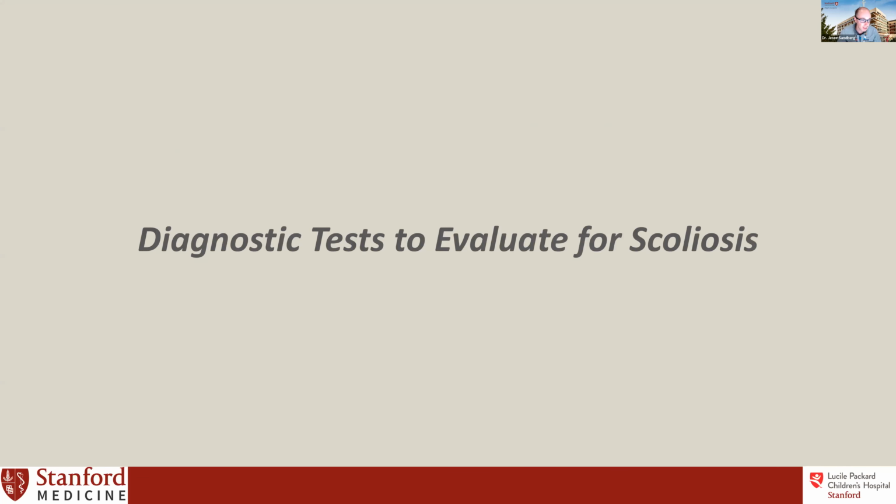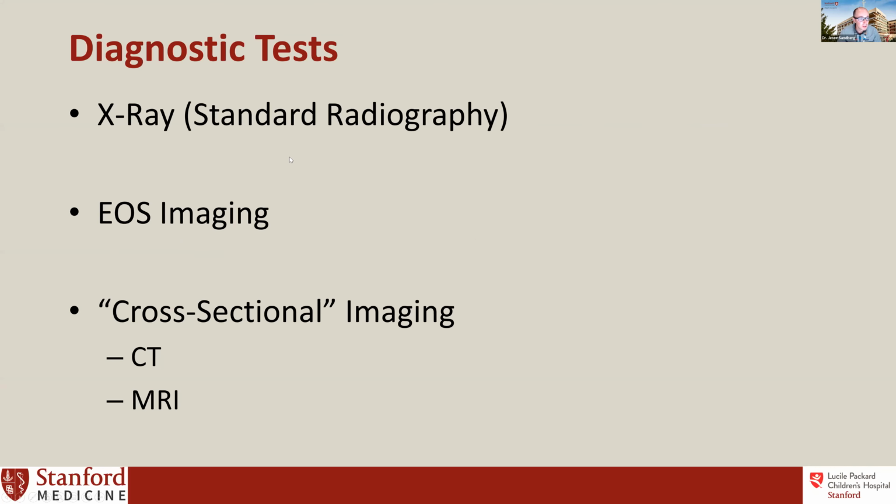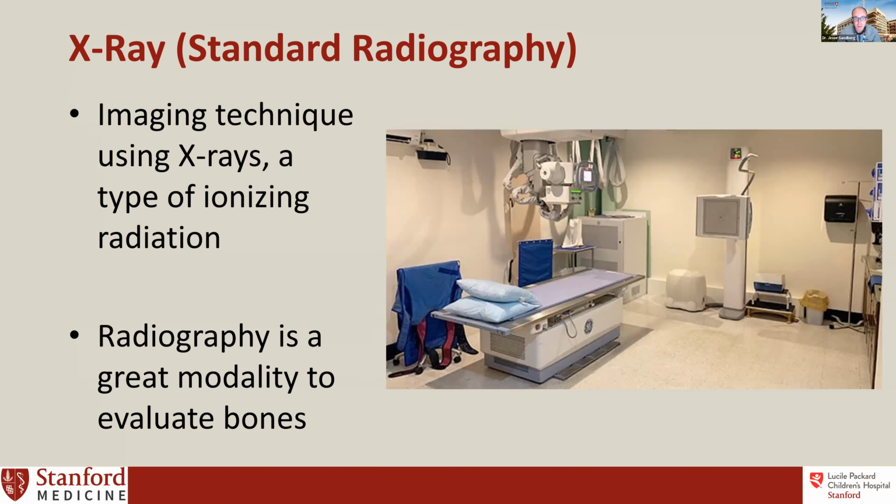All right, so moving on from that little intro, let's actually talk about the diagnostic tests to evaluate for scoliosis. These include the standard X-ray, or what we call standard radiography, something called EOS imaging, which I'll get into, and cross-sectional imaging, and this really includes CT and MRI. So let's start out with standard radiography. It's an imaging technique using X-rays, which is a type of ionizing radiation. I'll get into that. And it's a great modality to evaluate bones.